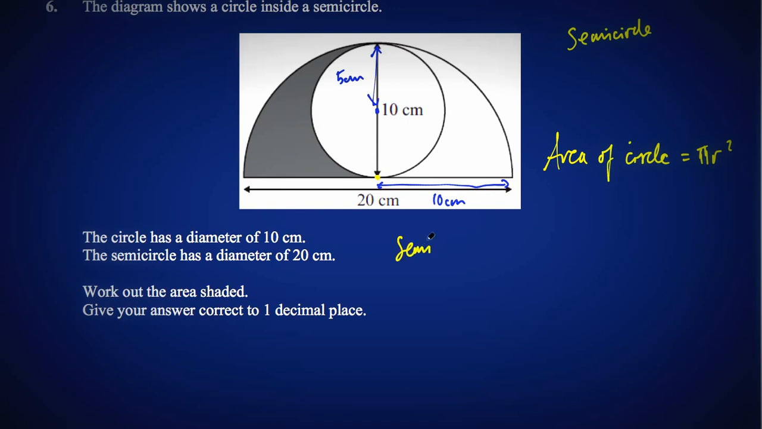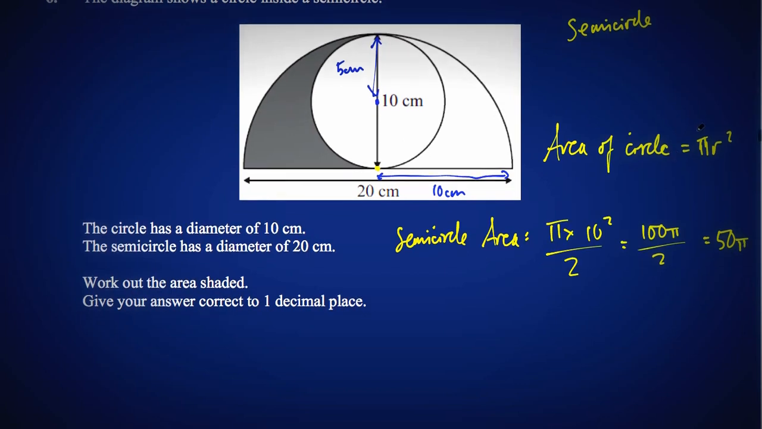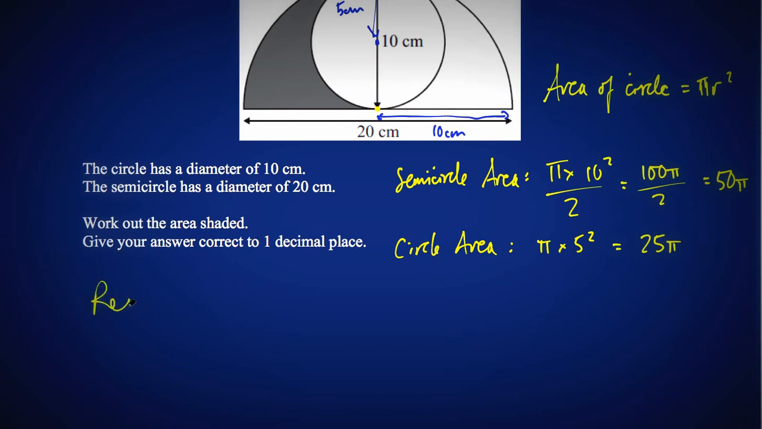So semicircle area is pi times 10 squared over 2. That's 100 pi over 2, which is 50 pi. I could use my calculator at this point, but I'm going to leave things in terms of pi just because it's neater for my working. So the circle area is pi times 5 squared, pi r squared, which is 25 pi. So the remaining area is semicircle area minus the smaller circle area, which leaves us with 25 pi.